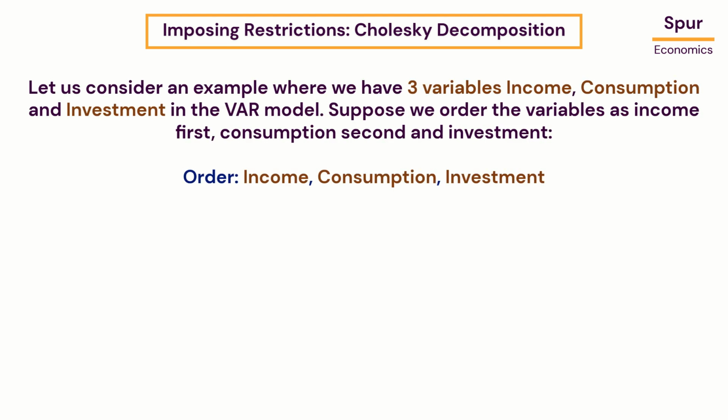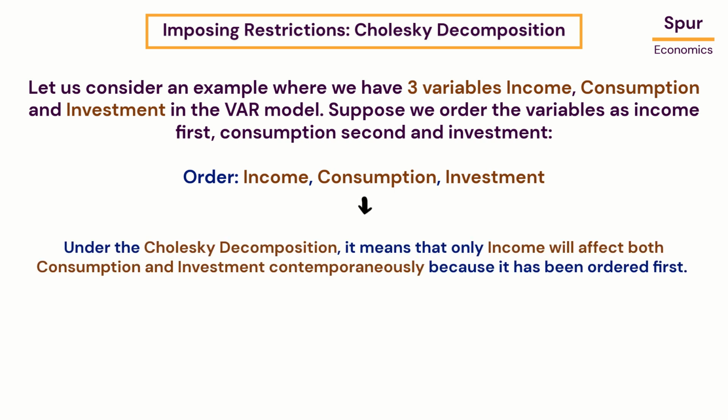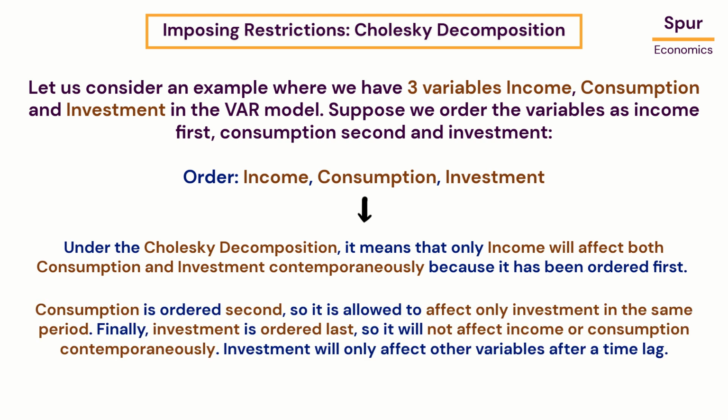Let us consider an example where we have three variables: income, consumption, and investment in the VAR model. Suppose we choose to order the variables as income first, consumption second, and finally investment. Under the Cholesky decomposition, it means that only income will affect both consumption and investment contemporaneously because it has been ordered first. Consumption is ordered second, so it is allowed to affect only investment in the same period. Finally, investment is ordered last, so it will not affect income or consumption contemporaneously. Investment will only affect other variables after a time lag.